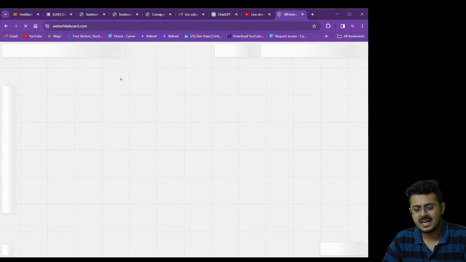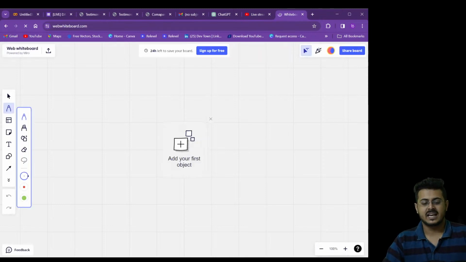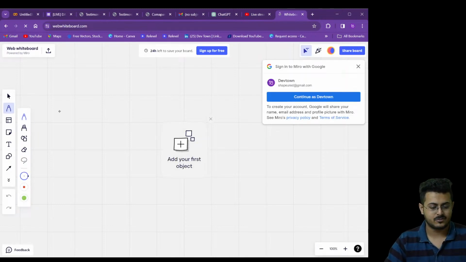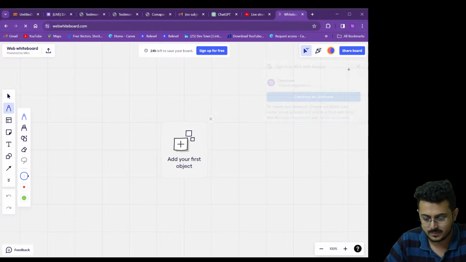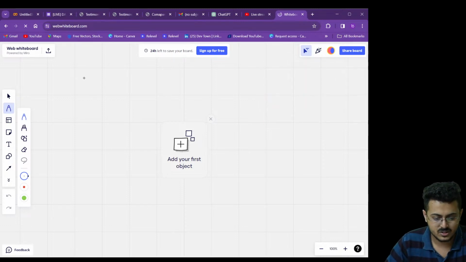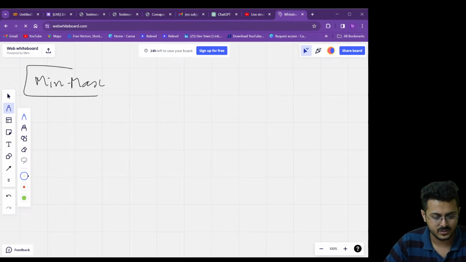The min-max algorithm is actually pretty simple, guys. It is pretty straightforward. You don't have to worry about it. Just listen to me very carefully and you will be able to understand it. So the name of the algorithm, as you are able to see, is min-max. That is the name of our algorithm right over here.